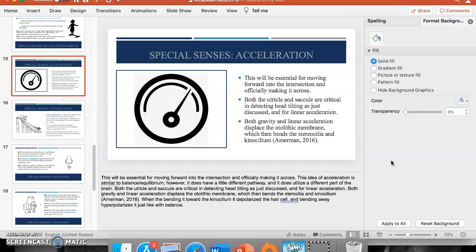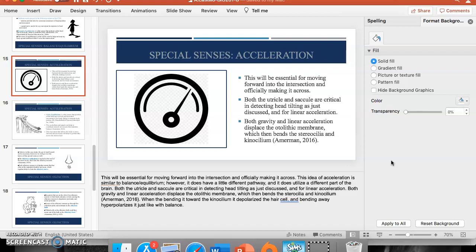This idea of acceleration is similar to balance and equilibrium. It's again with the body here. But at the end of the day, it does have just a tiny bit different pathway in the body, and it does utilize a little bit different part of the brain. Both the utricle and saccule are critical for detecting head tilting, just as discussed above when we were talking about balance, but it's also important for linear acceleration.